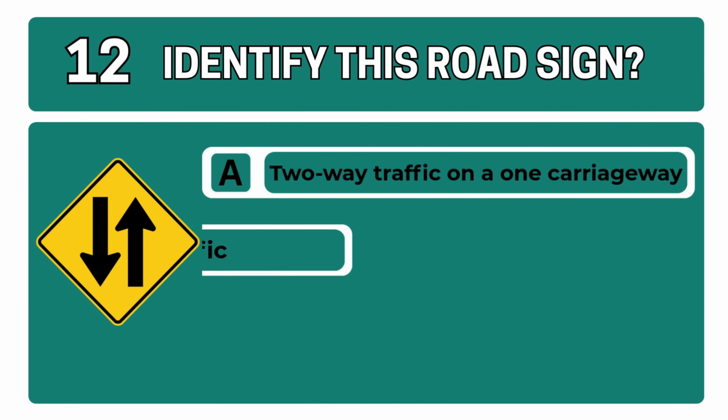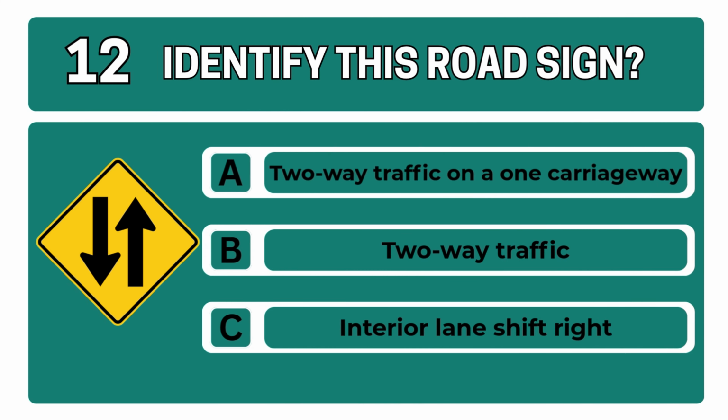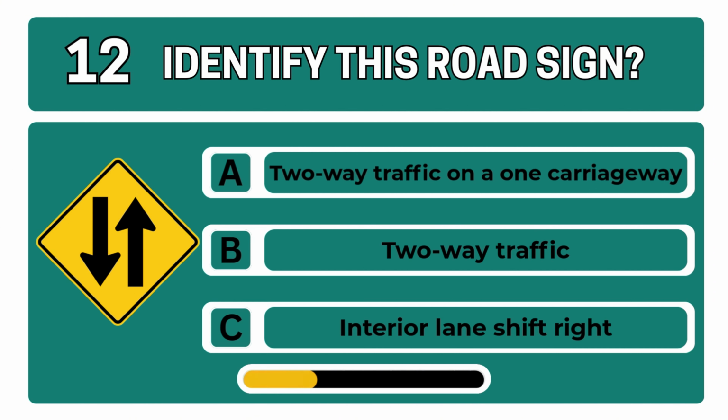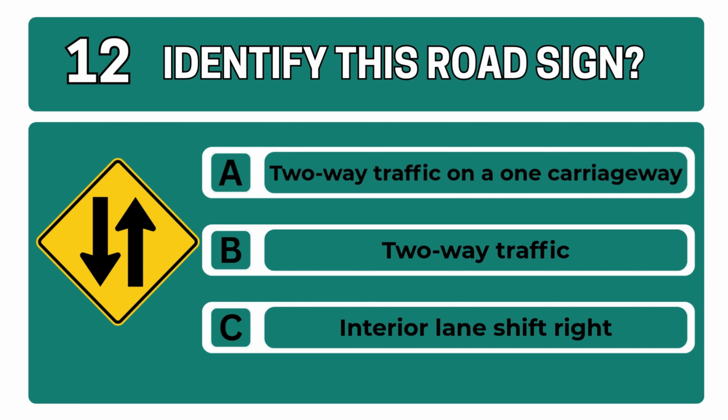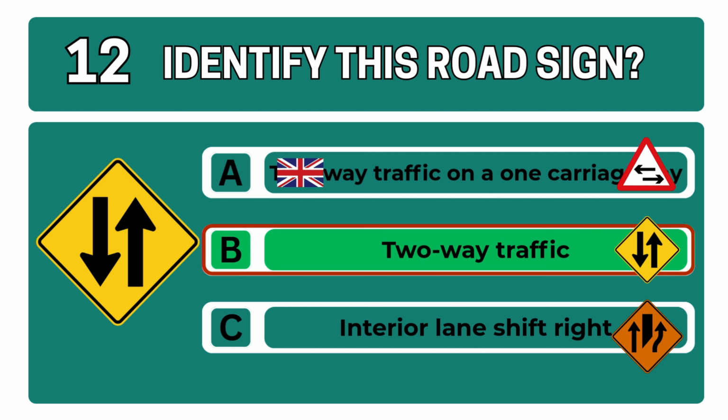Question 12. Identify this road sign. A. Two-way traffic on a one-carriageway. B. Two-way traffic. C. Interior lane shift right. The answer is B. Two-way traffic.